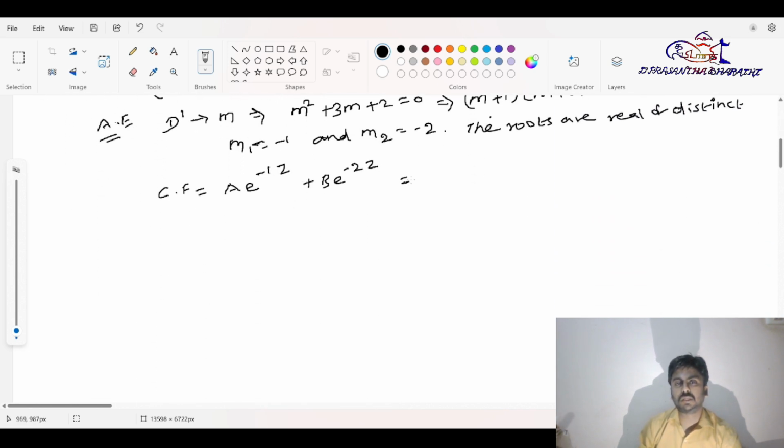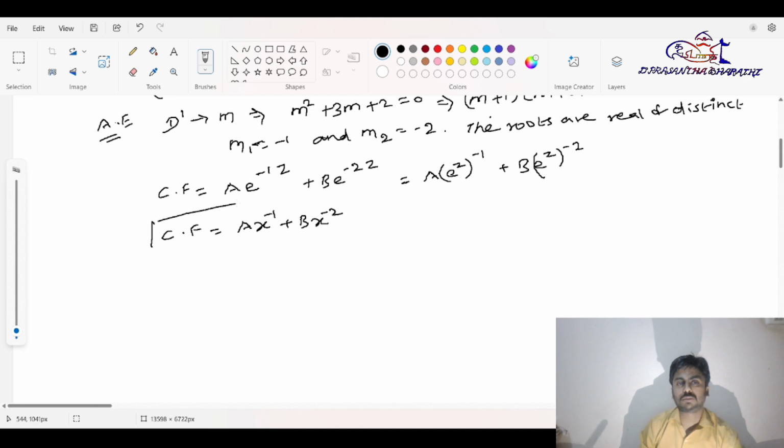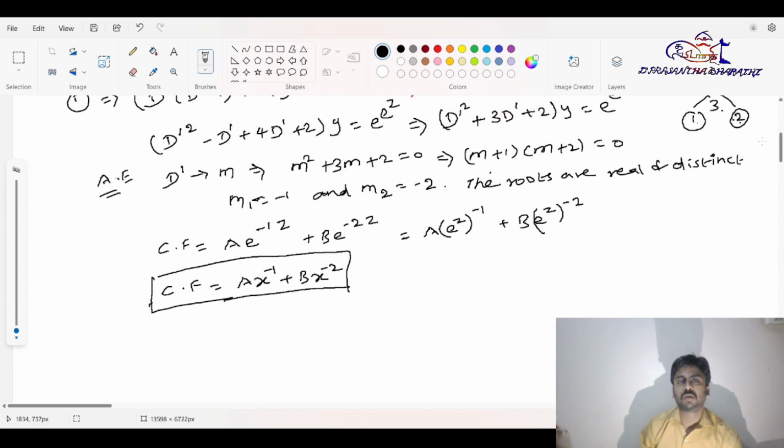Now the complementary function is given by a (e power z) whole power minus 1 plus b (e power z) whole power minus 2. Now what is e power z? You know what is e power z? x equal to e power z. Therefore the complementary function equal to a x inverse plus b x power minus 2. So till now there is no toughness. The toughness, the risk, everything will be in finding the PI. So what is your given question? 1.